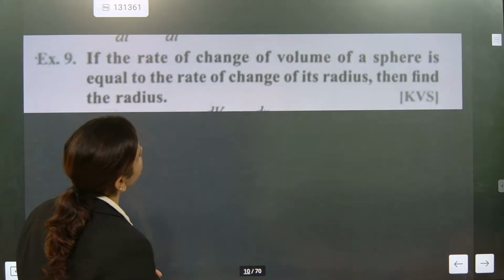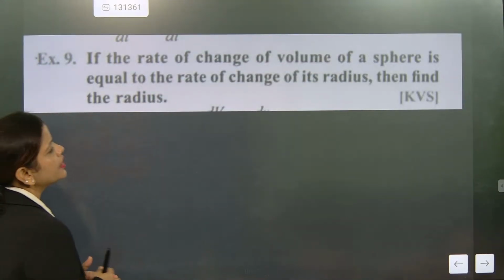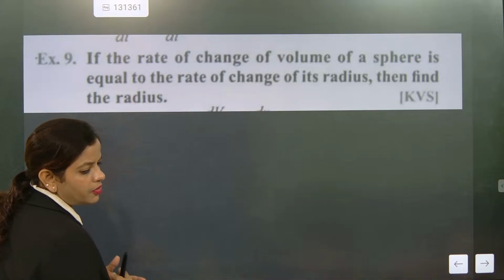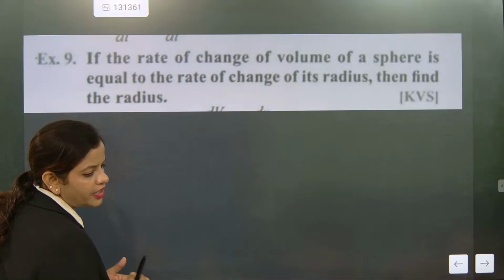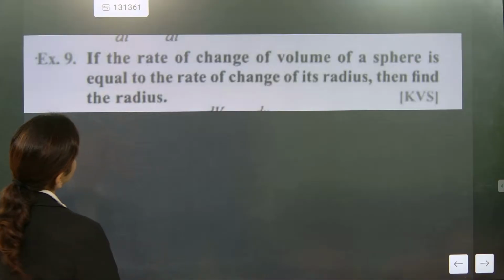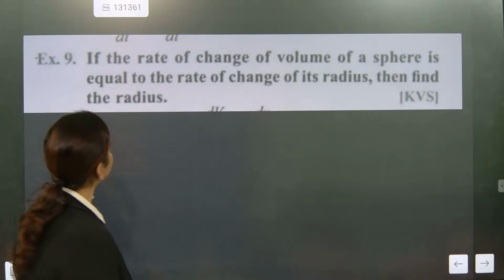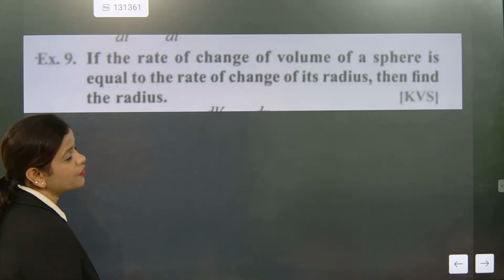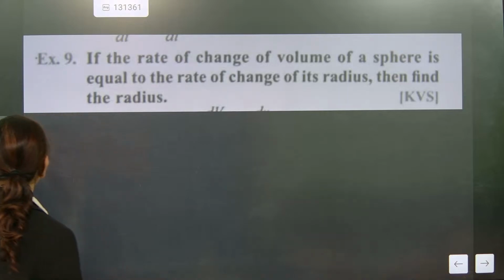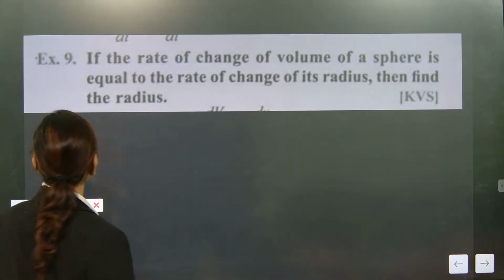The rate of change of volume of a sphere is equal to the rate of change of its radius. Find the radius, and the unit. How to find? I'll explain. Just solve this question, you will be able to know. They have already given this part.